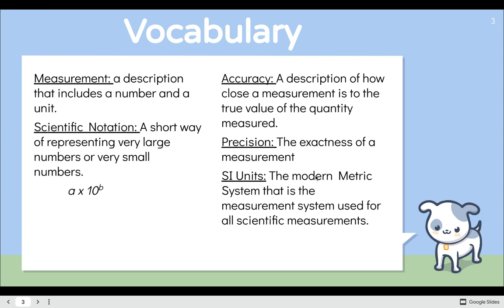Accuracy is a description of how close a measurement is to the true value of the quantity measured. Precision is the exactness of a measurement. SI units are the modern metric system that is the measurement system used for all scientific measurements. And scientific notation is a short way of representing very large or very small numbers.